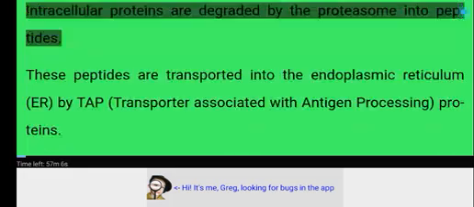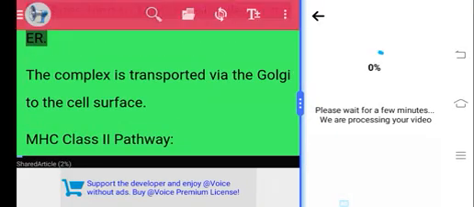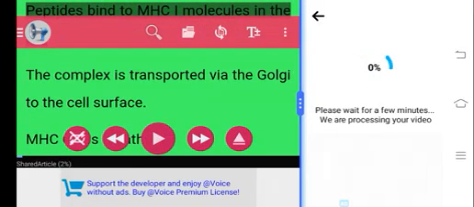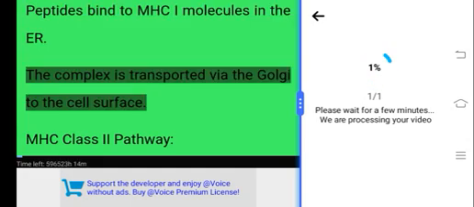MHC class 1 pathway. Intracellular proteins are degraded by the proteasome into peptides. These peptides are transported into the endoplasmic reticulum by TAP, transporter associated with antigen processing proteins. Peptides bind to MHC I molecules in the ER. The complex is transported via the Golgi to the cell surface.